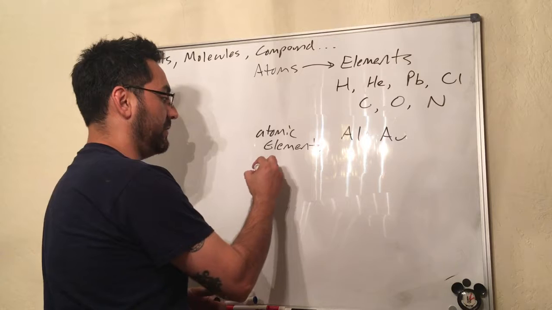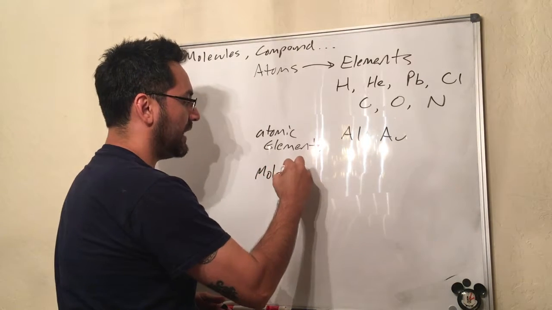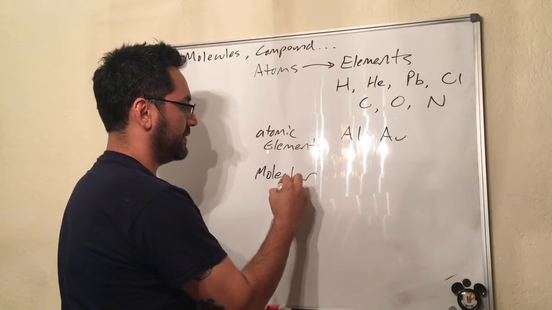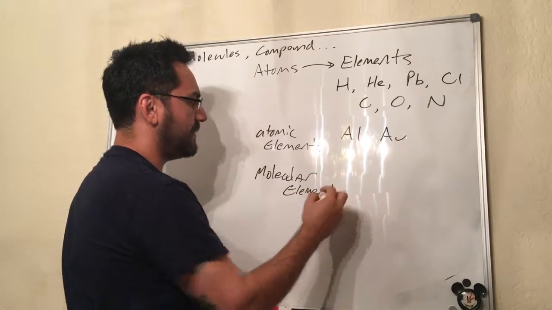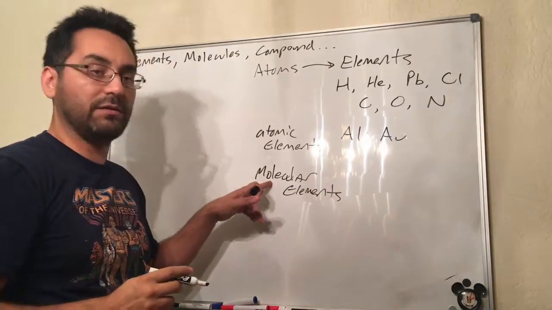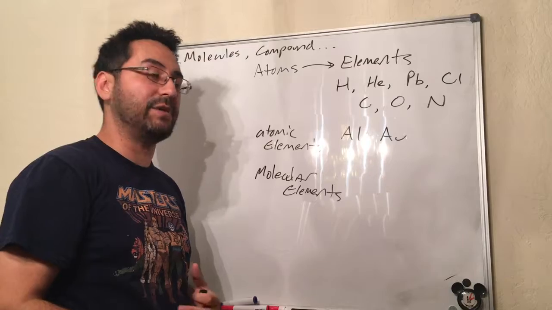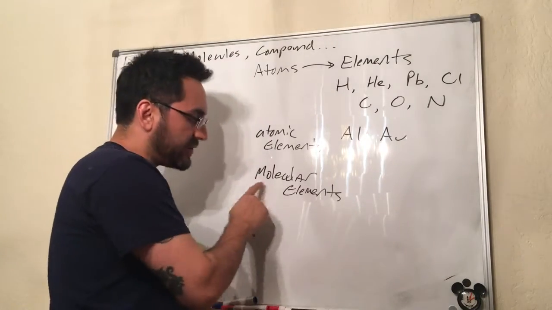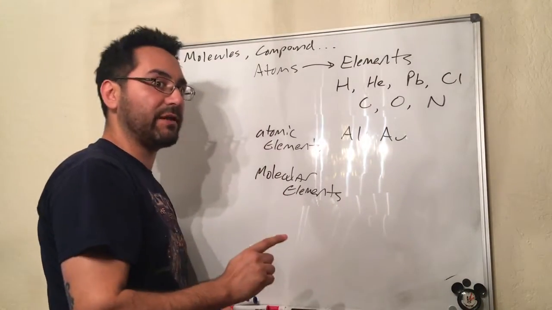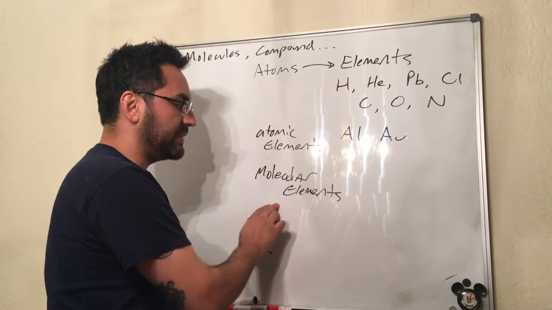Well, there are different kinds of elements. We can have molecular elements. And these are different than atomic elements because they are a molecule. A molecule means there's more than one atom involved. But it also can only be one type of atom because it's a molecular element.